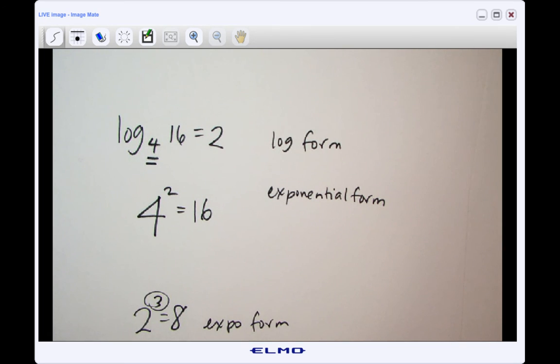There's a few more things you probably want to know about logarithms, but maybe we can save those for the next video. That will probably get you started on just the basic ideas of what a logarithm is.